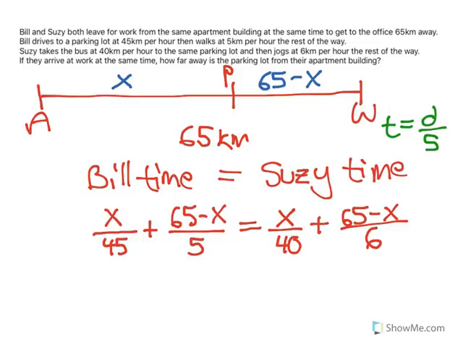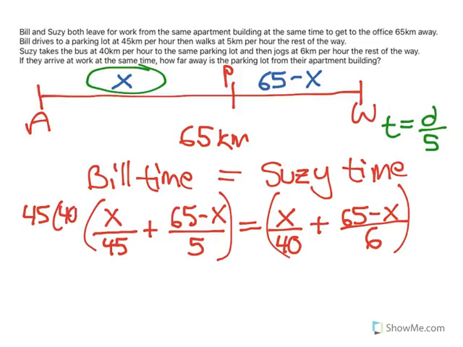Now we just have a simple equation. We're going to solve for X, and that's actually, again, what we want. We set it up so that our X is our final answer. How far away is the parking lot from their apartment building? Easy way to solve this equation, multiply both sides by kind of a common denominator, so it's going to be 45 times 40 on both sides. That will take care of all the denominators, 45, 5, 40, and 6.